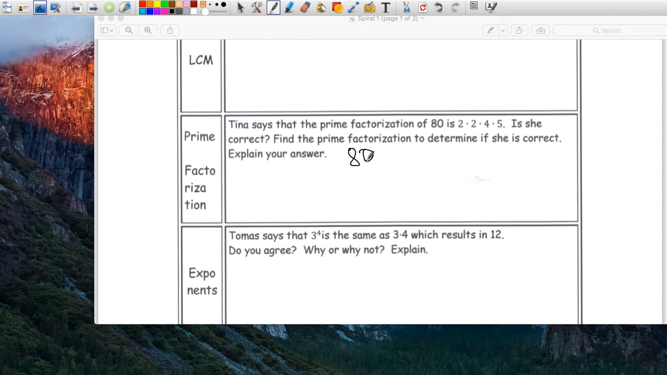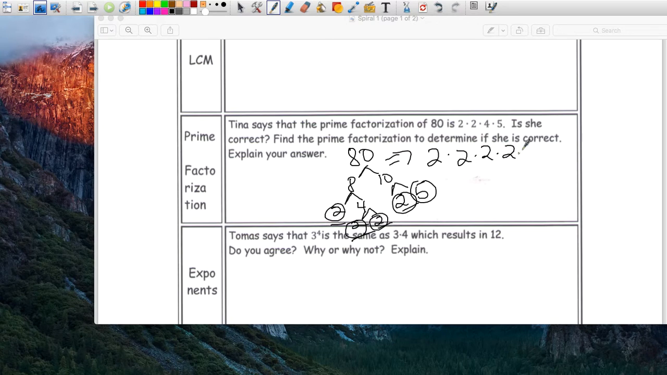All right, let's break it up. 80, I'll pick 8 and 10. 8 will be 2 and 4. I will circle the 2, and then I'll break the 4 into 2 and 2, and I'll circle both of them because they're prime numbers. 10, I'll make into 2 and 5, and I can circle both because they're both prime numbers. So another way of writing 80 would be 2 times 2 times 2 times 2, that's 2 four times, and times the 5 at the end.